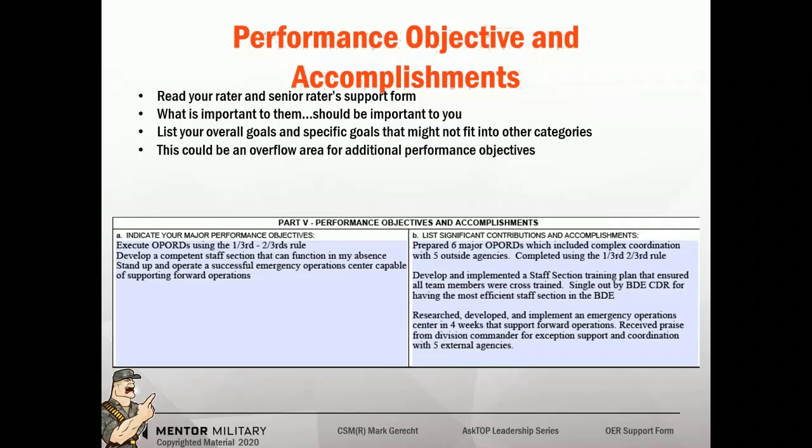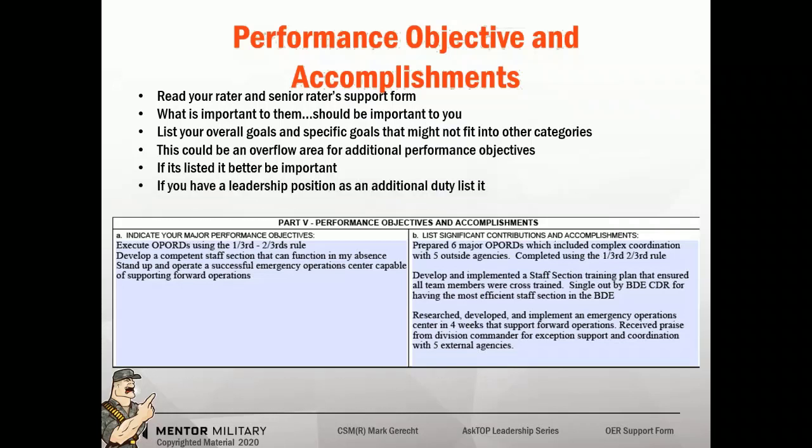As I said, it's an overflow area. If it's listed, it better be important. And that means it better show up on your support form. It may not show up in your evaluation report, but it better show up in your support form and have strong accomplishments associated with it.